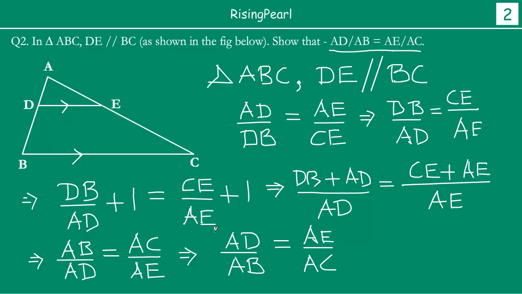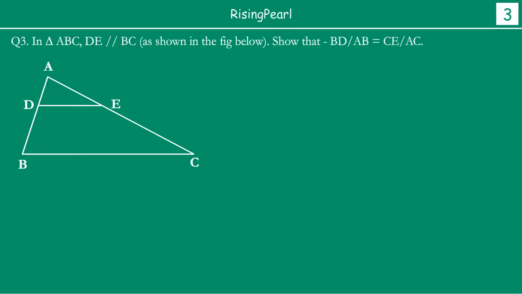So friends, we started out with what was given to us, and we have proved that this ratio is indeed correct, and this is what we had to prove. AD by AB is equal to AE by AC. So friends, this is the second type of question that you may be seeing.